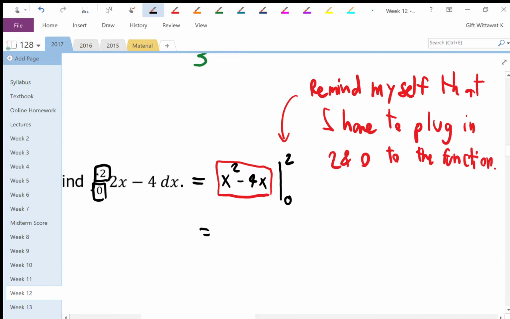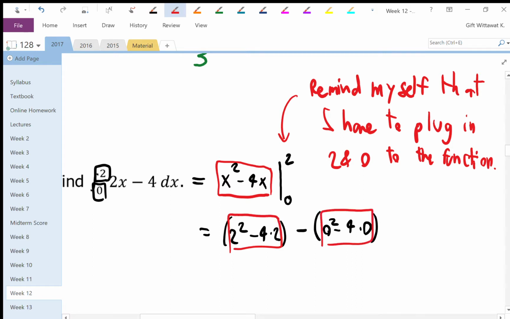I plug 2 in, I'm going to get 2 squared minus 4 times 2, minus, I plug 0 in, I get 0 squared minus 4 times 0. So the vertical bar that we see here is just a way of saying that this is not the answer yet. I have to plug in 0 and 2 and subtract them. And that's going to be the answer.